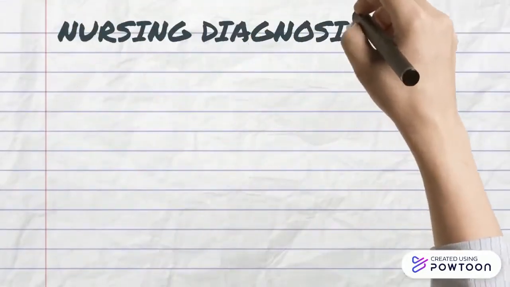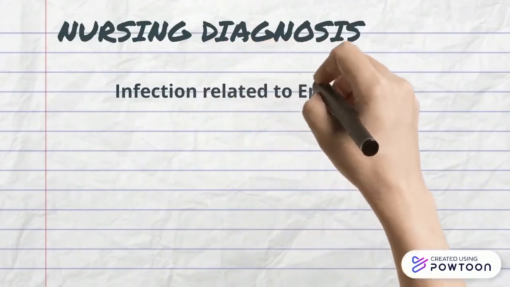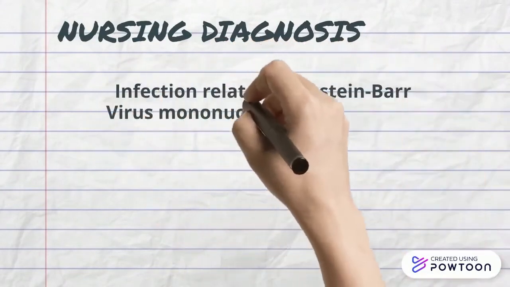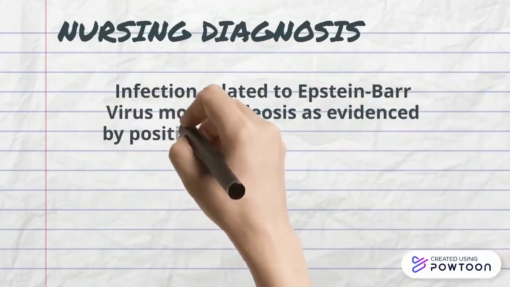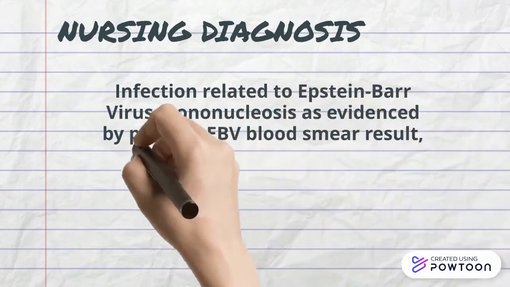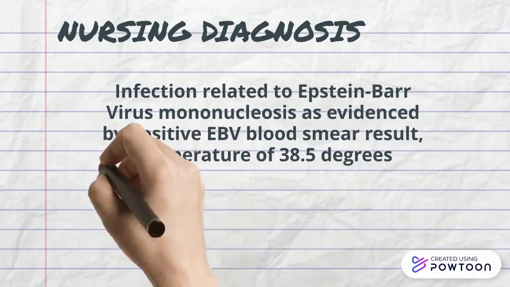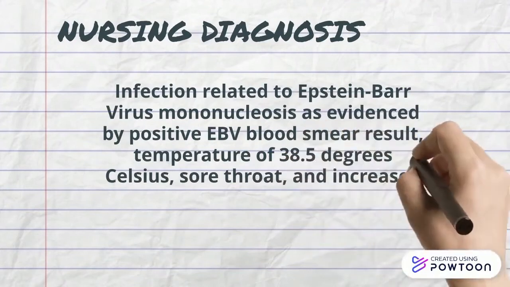Nursing diagnosis. Infection related to Epstein-Barr virus mononucleosis as evidenced by positive EBV blood smear result, temperature of 38.5 degrees Celsius, sore throat, and increased white blood cell count.